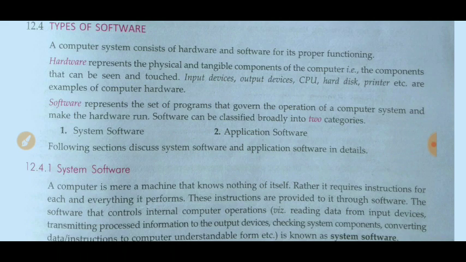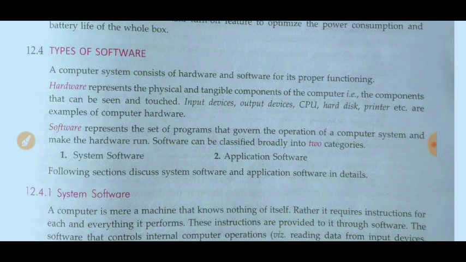So hardware represents the physical or tangible part of the computer system, means the components that can be seen and touched. Almost all the input devices and output devices are hardware. Like keyboard, you can see and touch it, mouse, monitor, printer. The CPU, like a processor, you can touch and see it, hard disk, printer. All these you can touch or feel, so they come under hardware. Hardware is nothing but the physical or tangible components of the computer system.